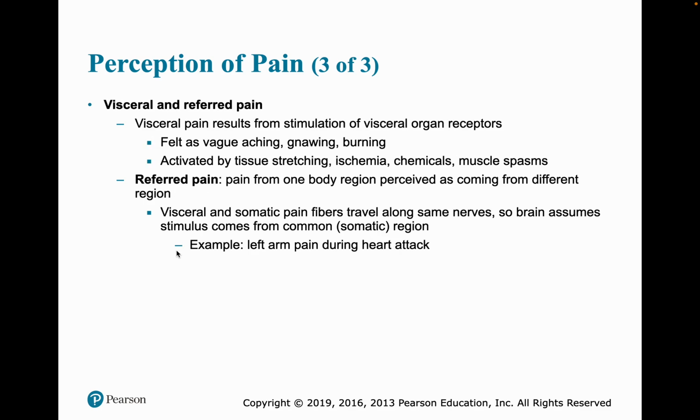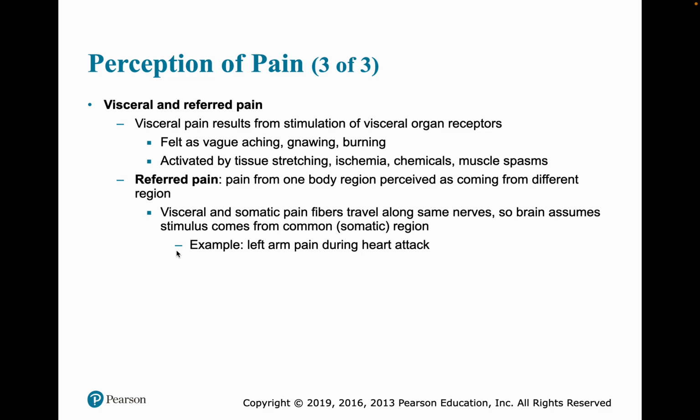Visceral and referred pain. Visceral refers to stimulation from our visceral organs or receptors: vague, aching, gnawing, or burning. These can be activated by tissue stretching, ischemia, chemicals, muscle spasms. The key here is that we generally don't get conscious information from these visceral receptors. So it can lead to something called referred pain: pain from one body region that's perceived by us as coming from a different region.